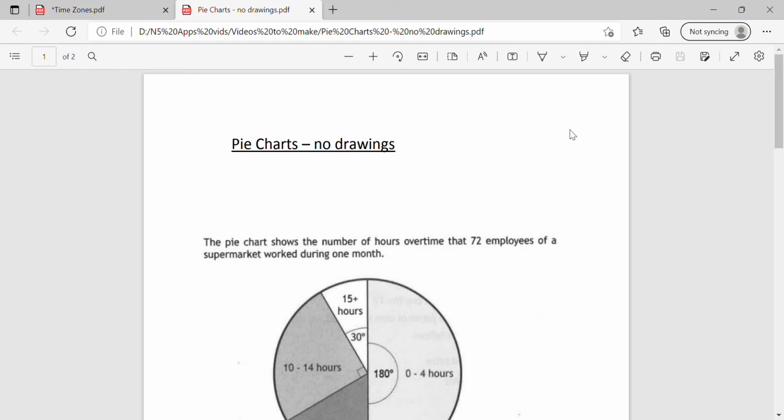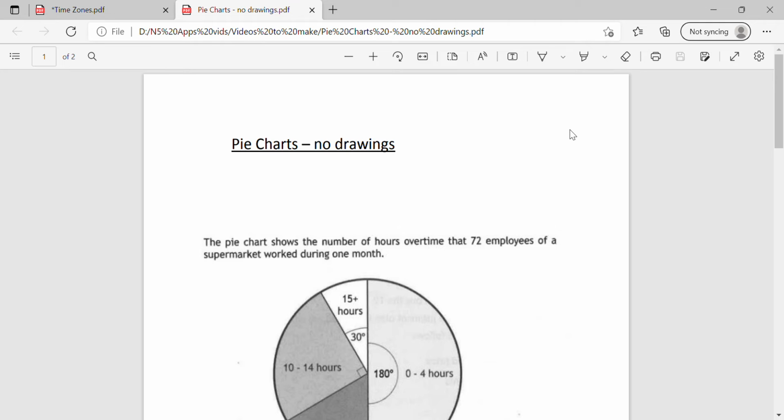In this video, we're going to look at some pie charts questions for National 5 applications. None of these questions, however, in this video are going to involve drawing any pie charts. Simply using pie charts and being able to read pie charts based on the angles that are given.